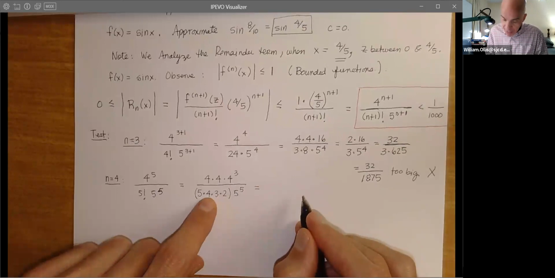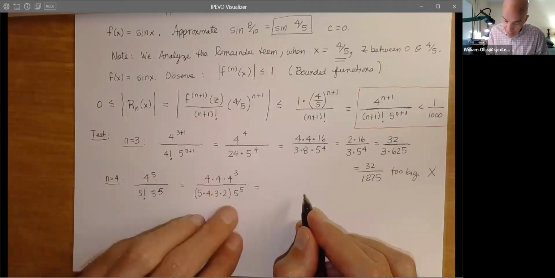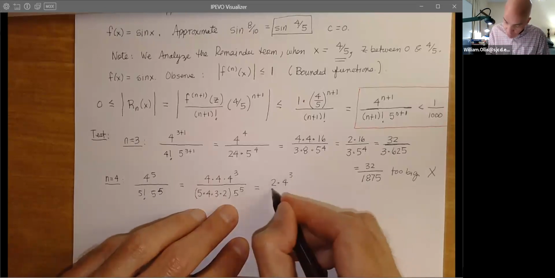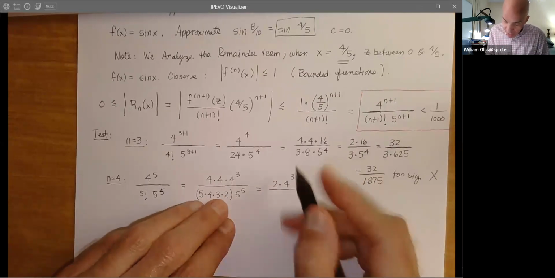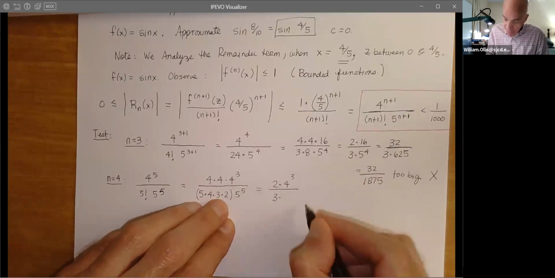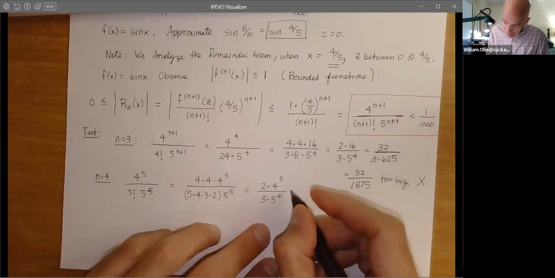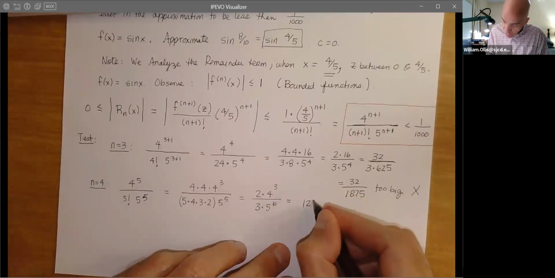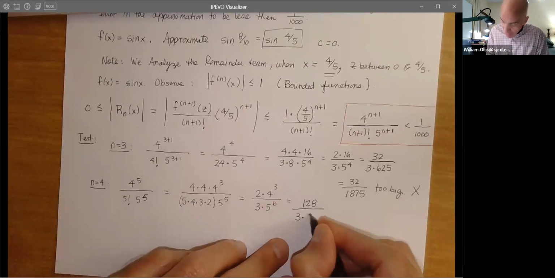And so here we can see that the 8 will absorb and leave a 2 behind from that 16. So we get a 2 times 4 to the 3rd. The 8's gone, and we're left with a 3, 3, and then an additional copy of 5, 5 to the 6th. So that's a 64. So this is a 128 divided by 3 times 5 to the 6th.